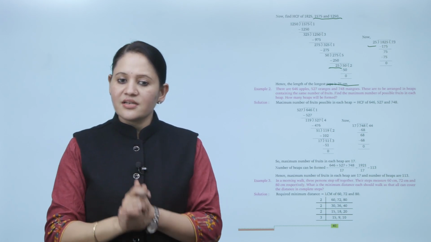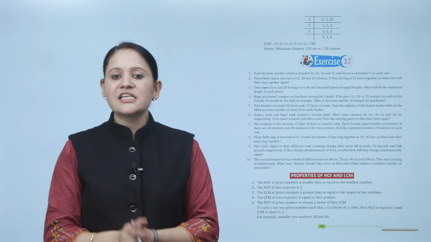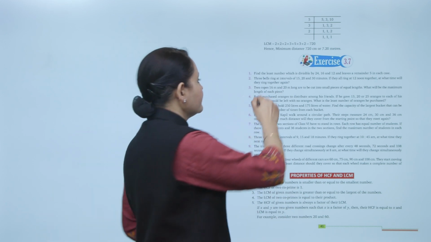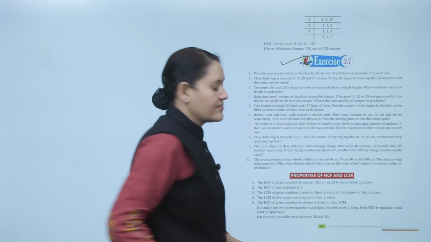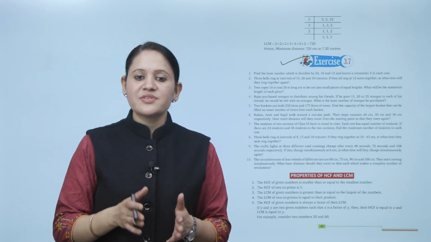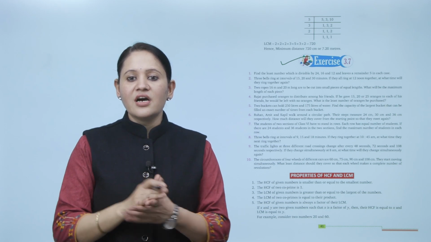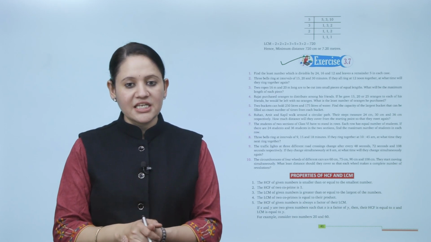Clear? So practice all the examples here. Clear? Next is exercise 3.7. Find the least number which is divisible by 24, 16 and 12 and leave a remainder 5 in each case.